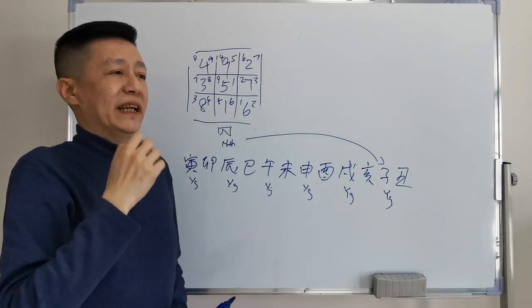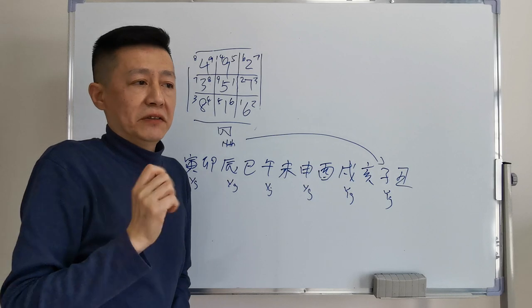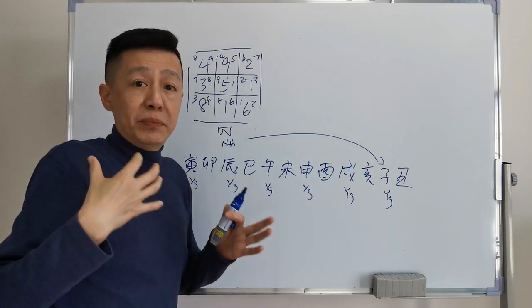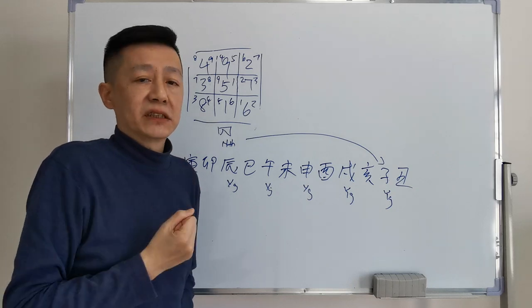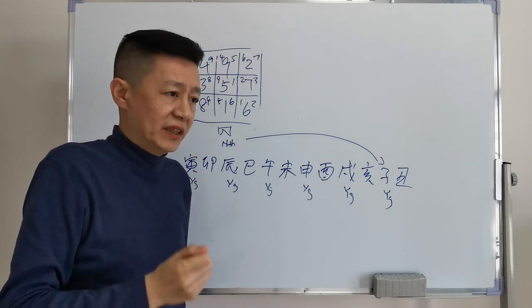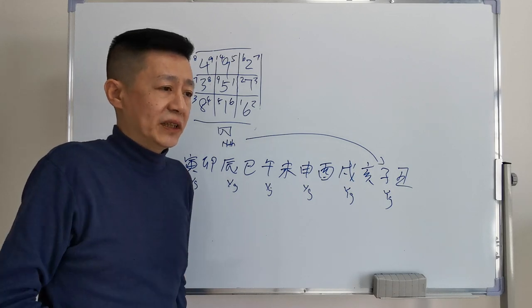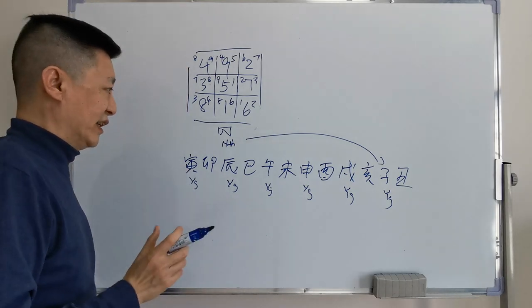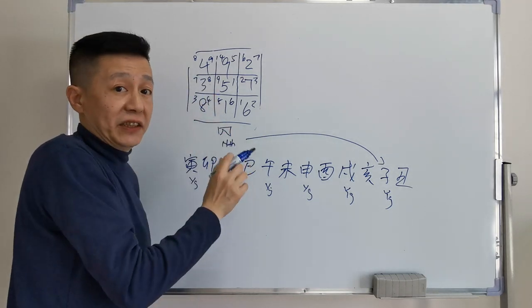So remember, flying star is a big time frame. Okay, flying star is a very big time frame. How big is the time frame? 20 years. 20 years per reading. I'll explain to you why it is 20 years. But first, this is how you get it, right, understand?